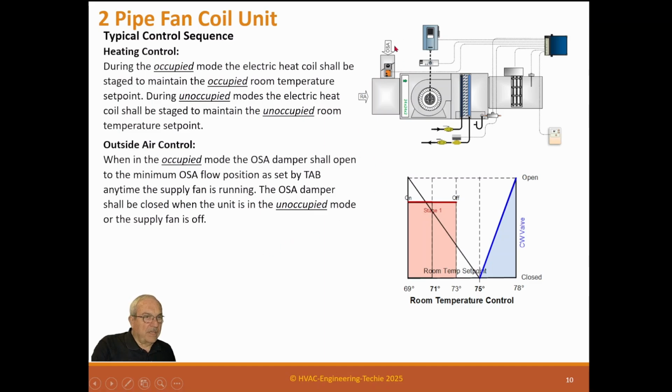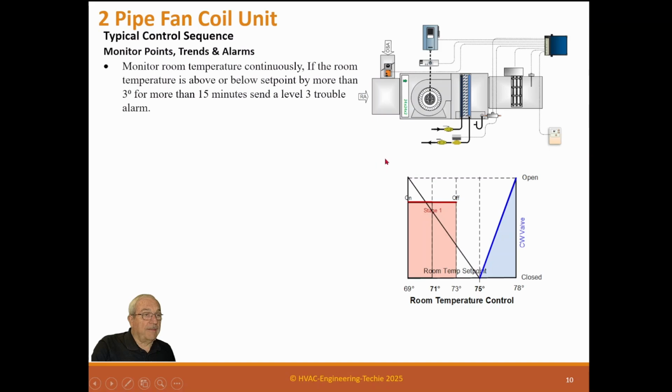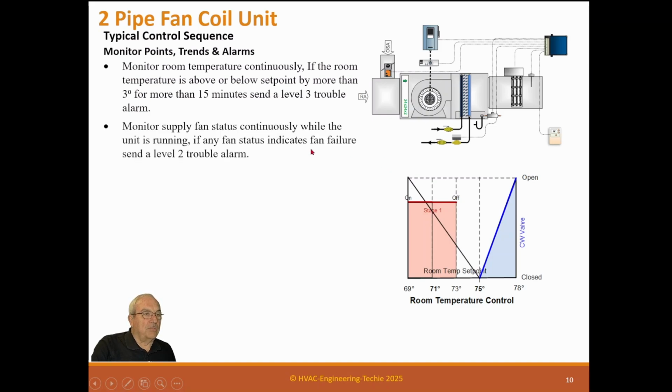So this is how that outside air works. It just opens and closes, and the balance guy has to set the stops at what the open position should be. Closed is full closed, but that's the open position. Okay, monitor points. Monitor the room temperatures continuously. If the room temperature is above or below set point by more than 3 degrees for more than 15 minutes, send a level 3 trouble alarm.